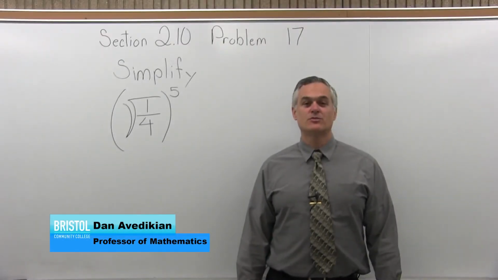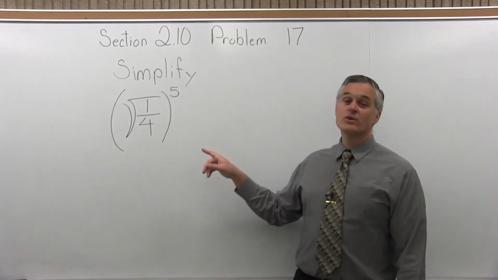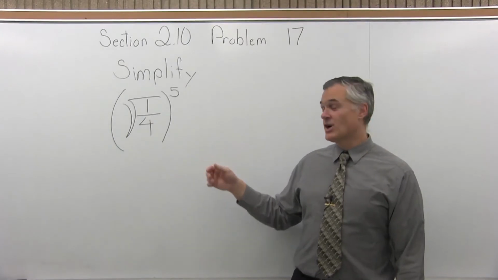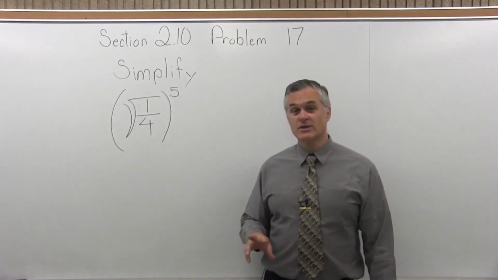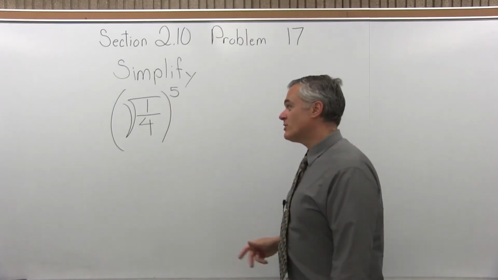This is Section 2.10, Problem 17. It says simplify, and we have the square root of 1/4 all raised to an exponent of 5. So there's two things I really have to deal with, the square root and the exponent of 5. So let me take care of the square root first.